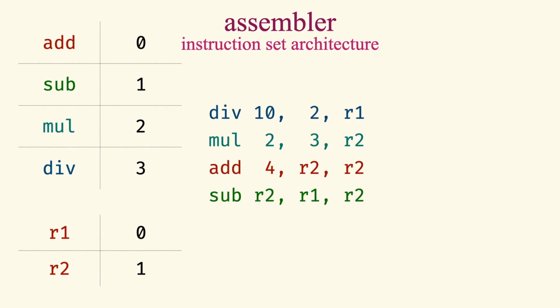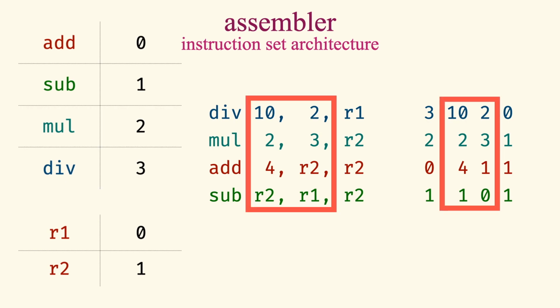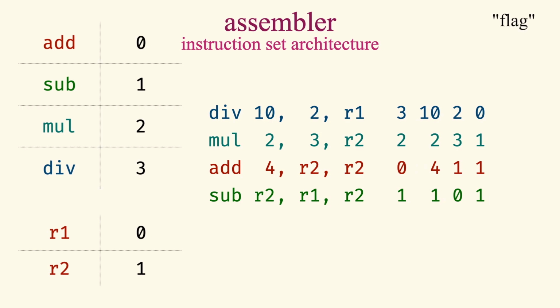Do some quick encoding according to our tables and we're actually almost ready to go. Just a little more housekeeping. Since all we have here are numbers, our computer won't be able to tell for each of these arguments whether we mean each as a register or a literal number. To help our processor out, we'll use something called a flag, a value that's either 0 or 1 to indicate for each argument if it's a register or a number.